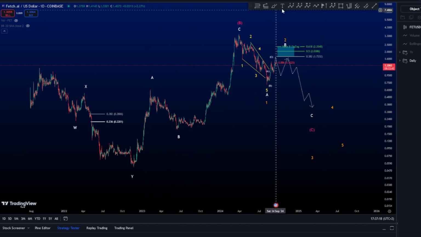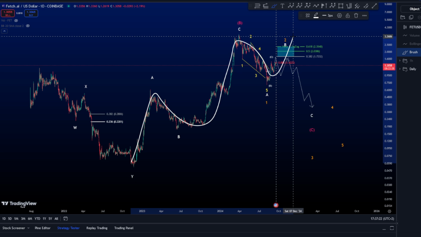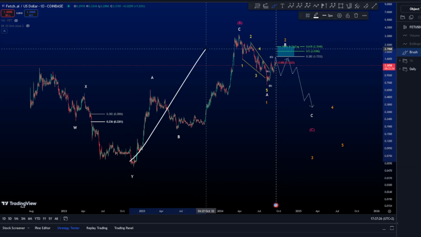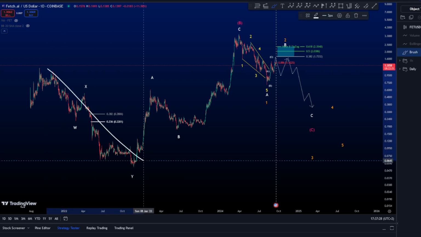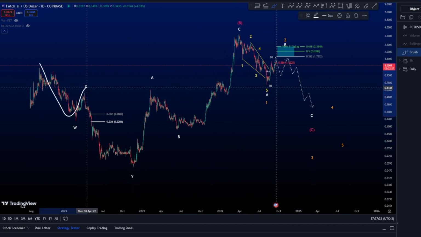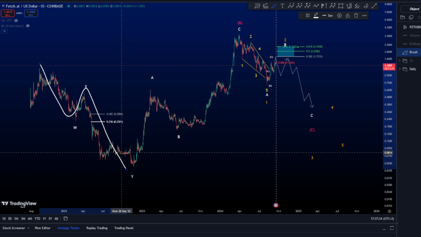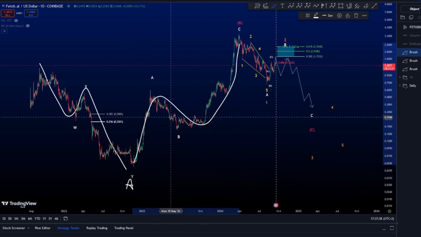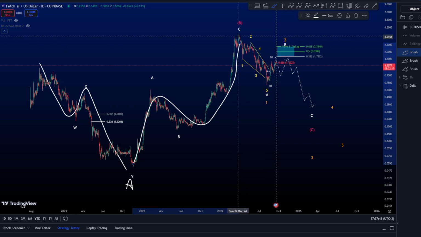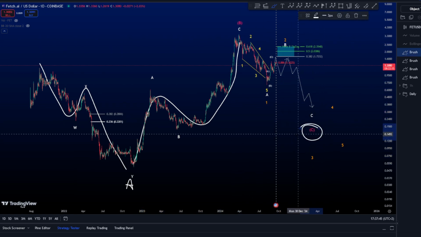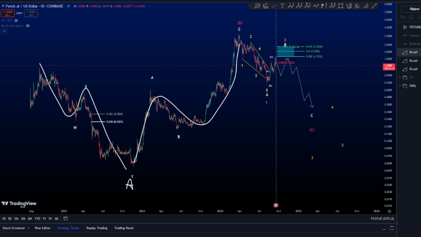Therefore, we cannot consider this as a 1, 2, 3, 4, and 5. So it has actually transformed to an A, B, and a C, right? Or A, B, and a C, because we are looking at 3 waves here. And this, of course, before is a WXY, finishing your A here, and this is your B, finishing 3 waves towards the upside. And now we are looking for 5 waves towards the downside to finish our wave C.